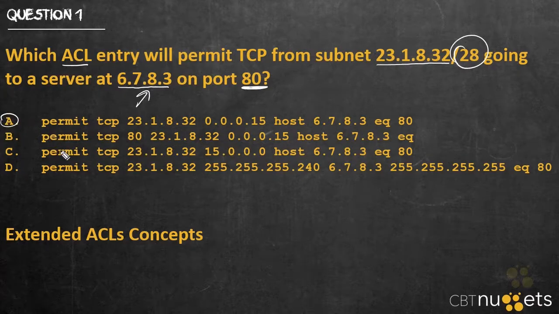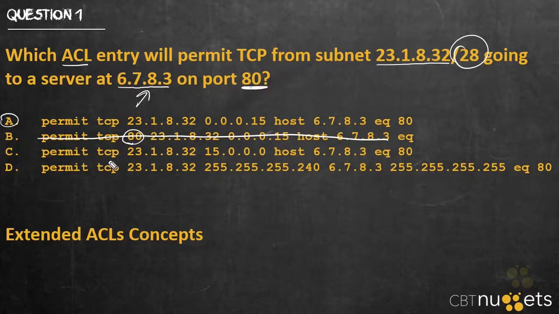Now, before we just select that and move on, we probably ought to take a look at the rest just to rule them out. So answer B says TCP. So the port here at the beginning in the source portion represents looking or matching on a source TCP port of 80. So that's going to be out because we're looking for the destination port of 80.